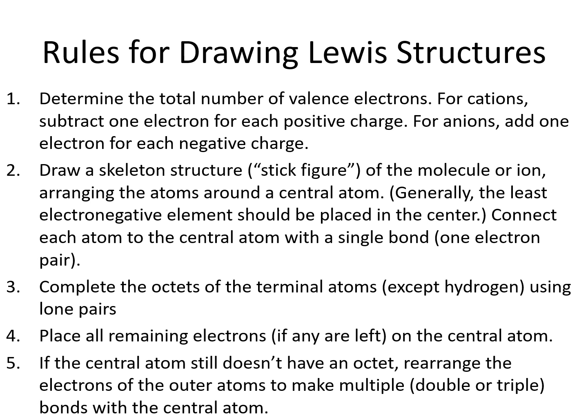Step 3. Complete the octets of the terminal atoms. The terminal atoms are the ones on the outside of the molecule, not the central atom. You can think of a train terminus being the station at the end of the track. Each of the outside atoms needs to get a full octet, except for hydrogen, which only needs 2. We complete the octets of the terminal atoms first because they are more electronegative, so they want electrons more. Remember, the central atom is the least electronegative.